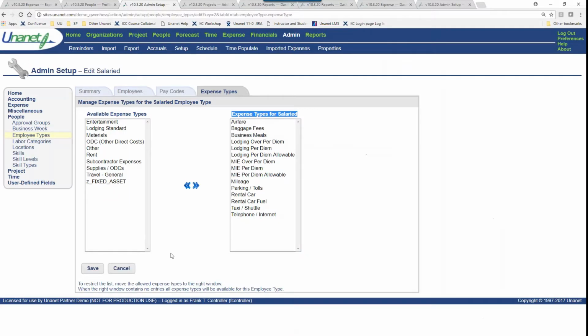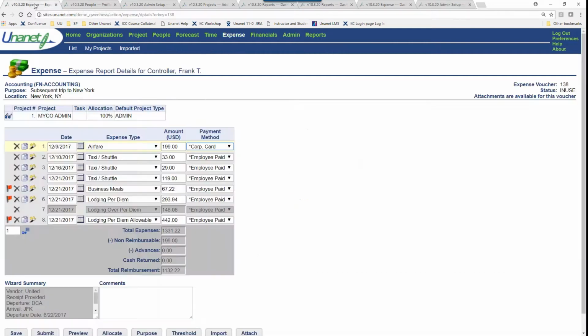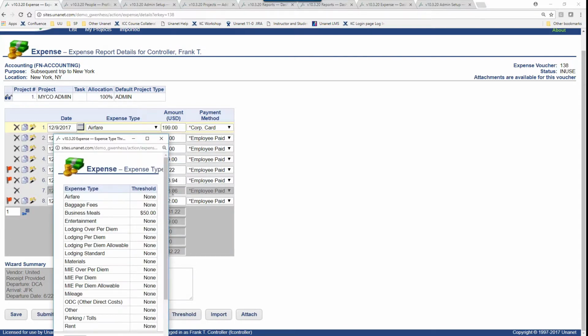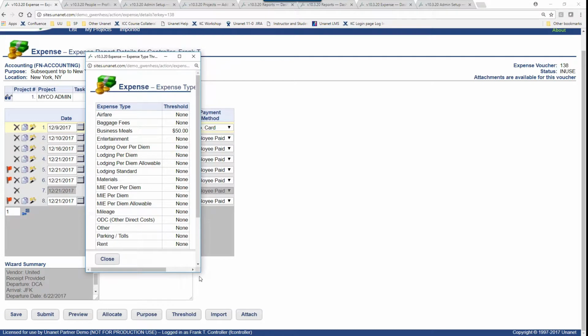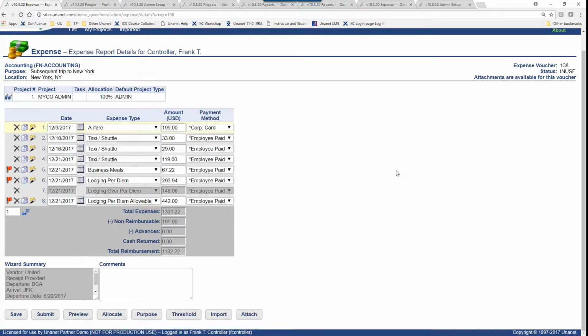Actually, let me just take a real quick step over into Uninet because we were looking at these expense types over here. And you'll notice that when I'm in admin setup, again, I have to be an administrator, and I'm doing my expense types, I have the ability here to set that threshold. And you just merely type in the number. Also, when you're on your expense report and actually entering, there is a threshold button down here. And when you do that, it merely gives you the pop-up window that lists out the expense types, and you can see whether or not there's a threshold for that particular instance or not.